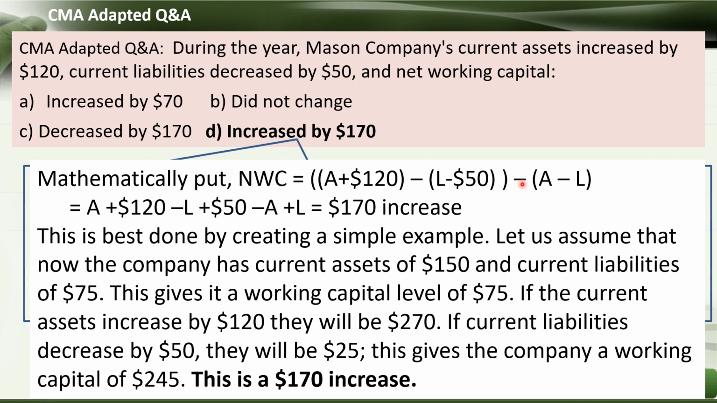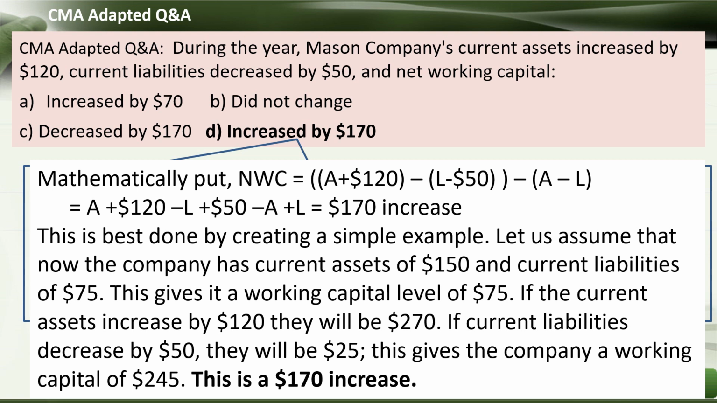From there we have to subtract the old working capital, which is assets minus liability. So if we expand this, A plus $120 minus liability L plus 50 minus the old one, minus into minus becomes plus, so the net difference is $170, which is positive, an increase. So that is the thing. In a simple understanding, this is best done by creating a simple example.